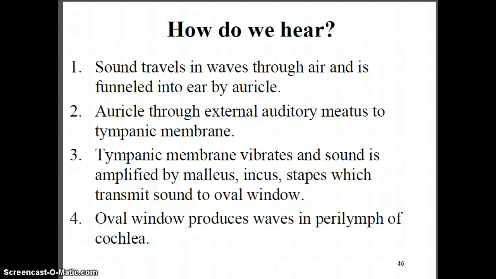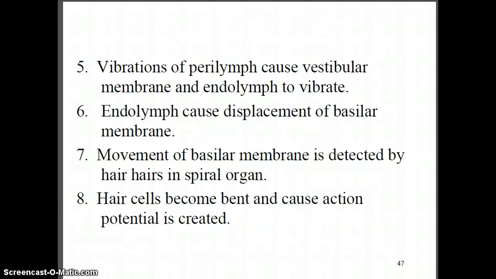And the oval window produces waves in the perilymph of the cochlea. And then these vibrations cause the vestibular membrane and the endolymph to vibrate, and this causes displacement of the basilar membrane, which is detected by hairs in the spiral organ, and then the hair cells become bent and cause the action potential to be created.